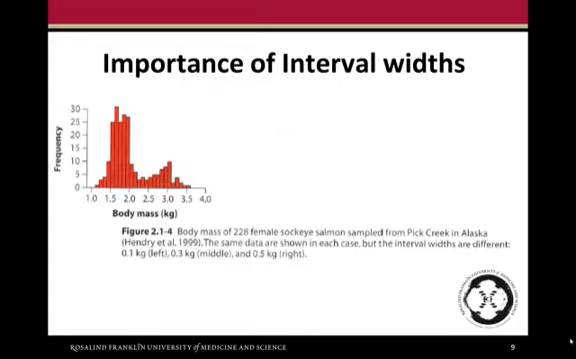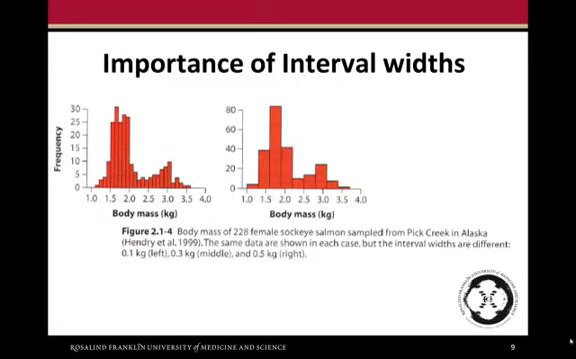Here's just another example. This is looking at body mass of some salmon, and there's going to be 3 panels here. So the first one has the smallest increment, and then it's our frequency distribution. So this one looks bimodal with 2 peaks. If we increase the length of the interval, we still see that it appears to be bimodal with peaks. One is just under 3 kilograms, and the other one is probably around 1.5 or 1.75 kilograms.